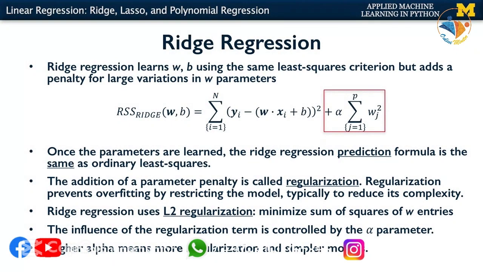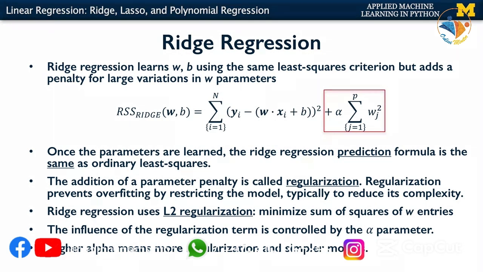Now we'll look at another way to estimate w and b for a linear model, called ridge regression. Ridge regression uses the same least squares criterion, but with one difference. During the training phase, it adds a penalty for feature weights, the wi values, that are too large, as shown in the equation here. You'll see that large weights means mathematically that the sum of their squared values is large.